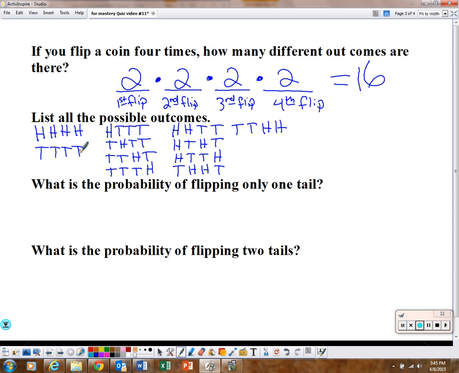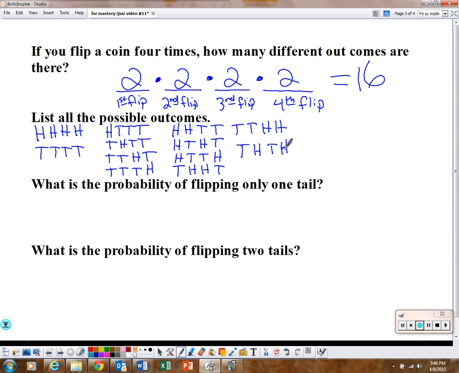Okay, there's one more in here where I have to have two heads. So we got heads, heads here, heads, heads. Okay, heads there. All right. I'm missing one, and it would be tails, heads, tails, heads. Okay, so those are all the possibilities with two tails and two heads.